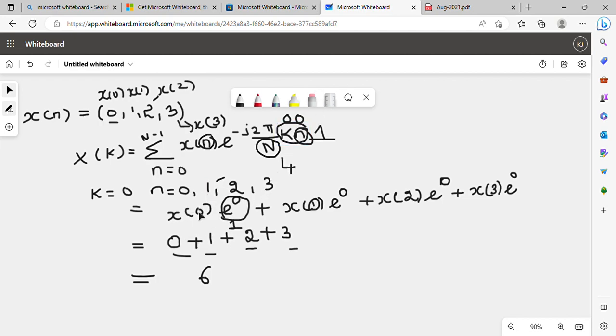So I have substituted k is equal to 0 and n is equal to 0, k is equal to 0, n is equal to 1, k is equal to 0, n is equal to 2, k is equal to 0, n is equal to 3. You have to substitute and these are all the resultants. I can write this as my resultant. This one is my resultant for k is equal to 0.